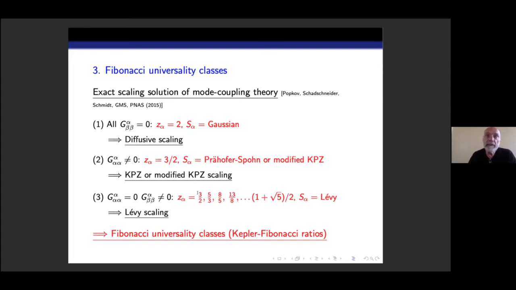And if you look at these numbers carefully, then you realize that these are just the ratios of neighboring Fibonacci numbers. And these ratios were first discovered in snowflakes by Kepler in the 17th century. And therefore, we call them Kepler-Fibonacci ratios. And this whole family of universalities, we just call Fibonacci universalities, including diffusion, because also z alpha equal to 2 has this property, namely 2 is equal to 2/1, and 1 is just the first Fibonacci number. So that's what we found, that diffusion and KPZ are just part of a big infinite series of universality classes.